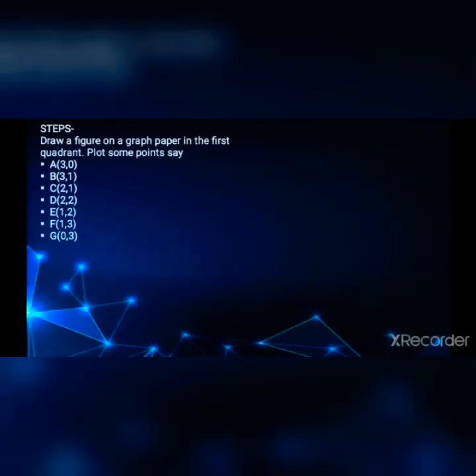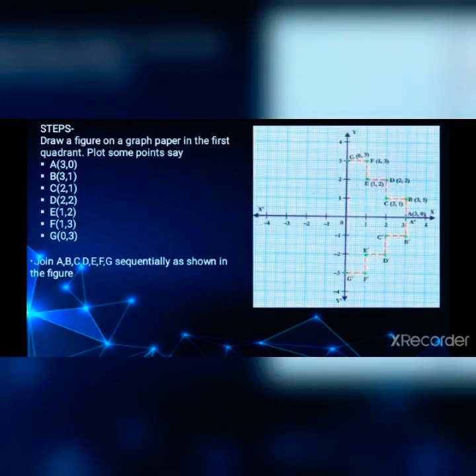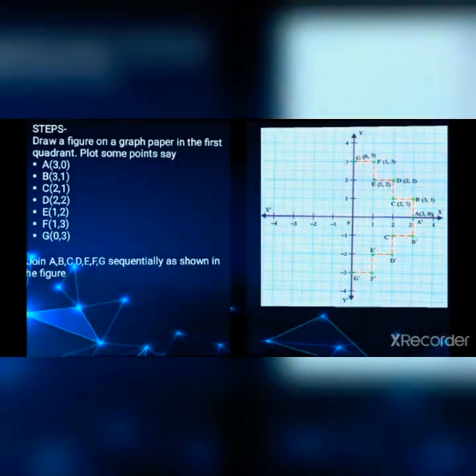First we need to draw a figure using a graph paper in the first quadrant, and we need to plot the points shown below. Then we need to join the points A, B, C, D, E, F and G sequentially as shown in this graph. So this is how we have obtained the graph in the first quadrant.